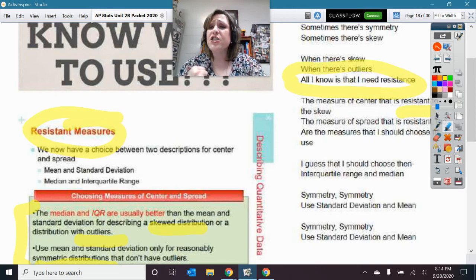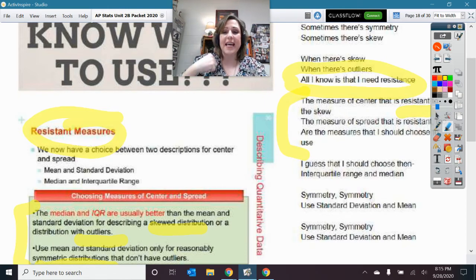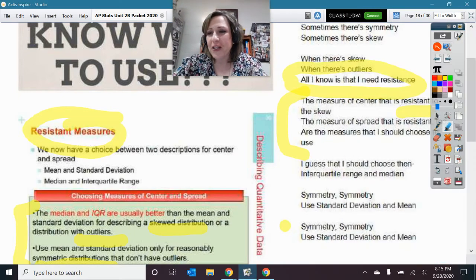resistance, the measure of center that is resistant to the skew, the measure of spread that is resistant to. I just sang that. I guess that I should choose then, or I guess that I should choose then. The ones that are resistant are interquartile range and median.